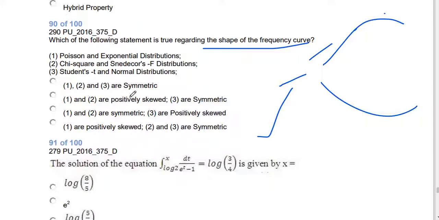1, 2, 3 are symmetric, wrong option, because chi-square is not symmetric. 1, 2 are positively skewed, 3 is symmetric. Student t is symmetric. Okay, 3 is symmetric and 1 is positively skewed, 2 is not symmetric. I think this is the correct option.